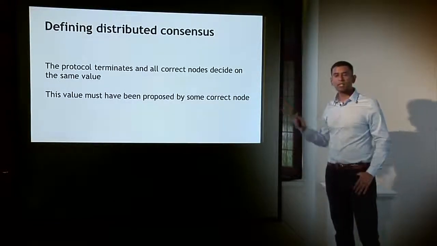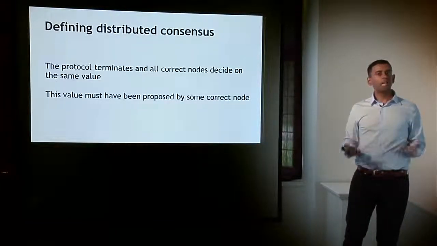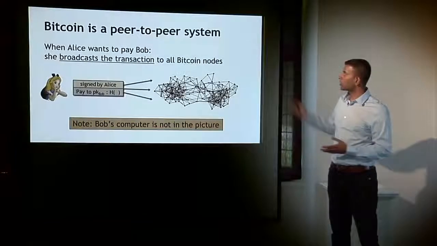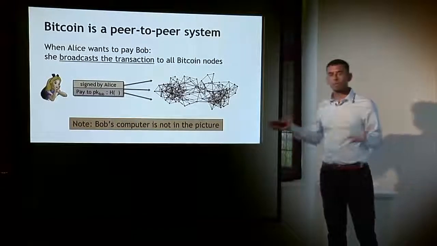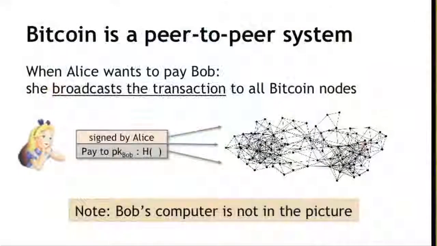But let's try to see what this might mean in the context of Bitcoin. So to understand how distributed consensus could work in Bitcoin, let's start with the reminder that Bitcoin is a peer-to-peer system, right? So what I mean when I say that Bitcoin is a peer-to-peer system is that when Alice wants to pay Bob, she's going to broadcast a transaction to all of the Bitcoin nodes that comprise the peer-to-peer network. And you can see here the structure of the transaction.